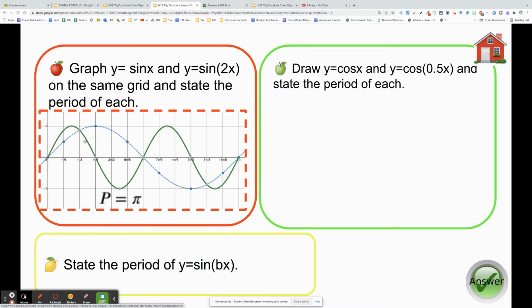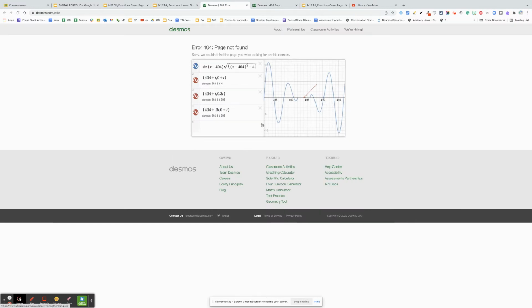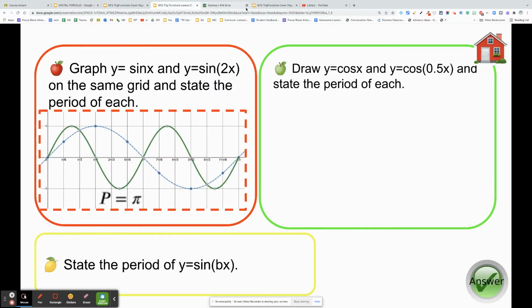So notice that the sine wave's shape still exists. It starts at an average, it goes up, it comes down, and finishes at an average. I think if we click this, it's going to take us to something that it didn't take us to. So I don't know what that's about.